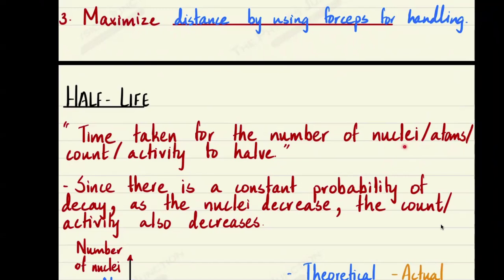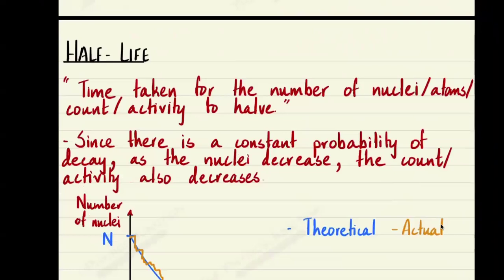If my number of nuclei or atoms are decreasing, the count rate that you would get on a GM tube, which is also called activity, that's also going to decrease. So initially, as you'll also see in the graph, the number of nuclei initially decreases very fast because you have a lot of nuclei, but then as the nuclei start to decrease, the activity, the rate at which decay happens, also decreases. So that's why you can also give the definition of half-life according to this. So while you can also say it's the time taken for the number of nuclei or the number of atoms to halve, you can also say it's the time taken for the count rate or the activity of a sample to halve.